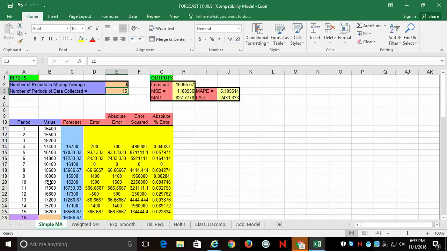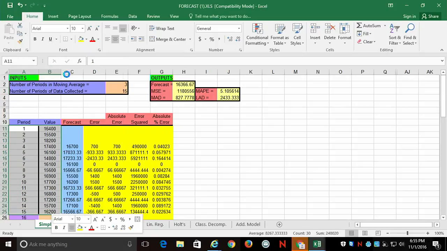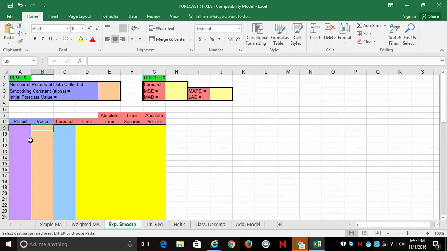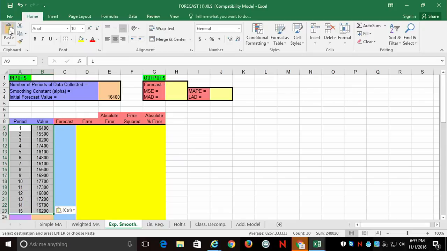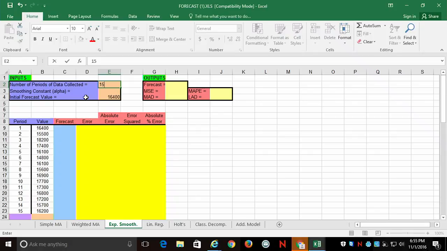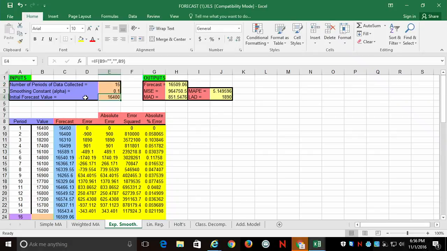It's saying, what is the forecast? So consider the data in problem 21. Suppose the exponential smoothing is used. So I'm going to take this same data. I'm going to copy it. Let's go over to the exponential smoothing tab and paste it. And we have 15 weeks worth of data. And it says using smoothing constant of 10%.